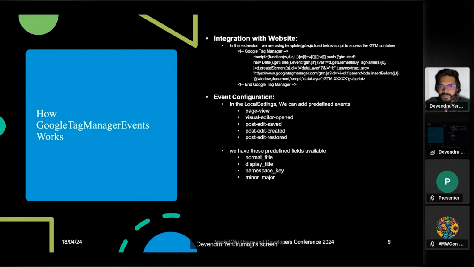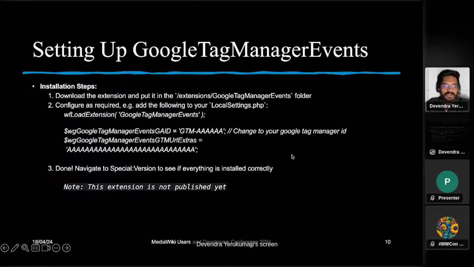These all are the predefined fields like title, display title, namespace key like hub name, and minor and major edits. These all are some examples I have added here. And this is how we need to configure things. So first, we need to download the Google Tag Manager and configure it, as we usually do the extension configuration.